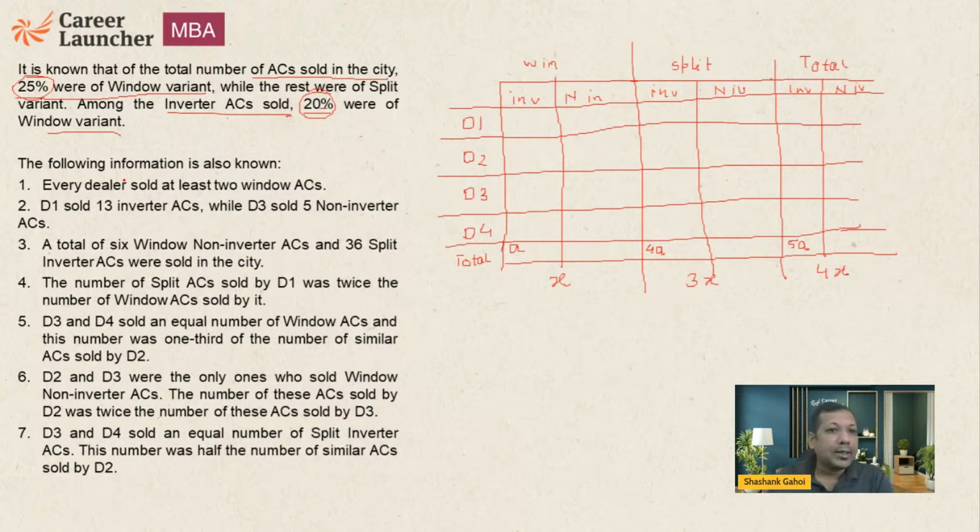Now, each dealer sold at least 2 Windows ACs. Now it is not saying 2 Windows inverter, 2 Windows non-inverter.